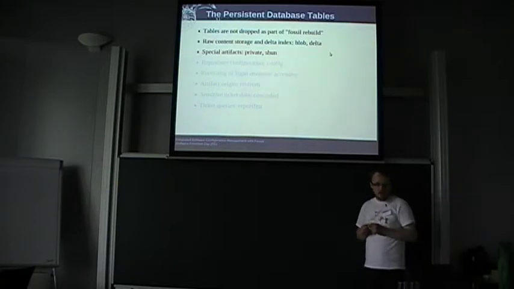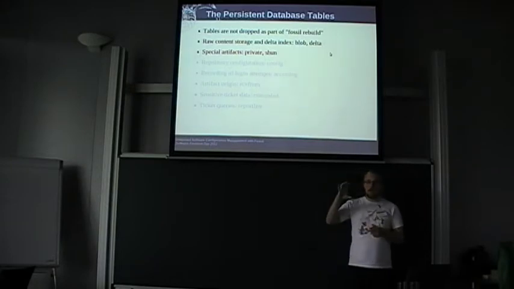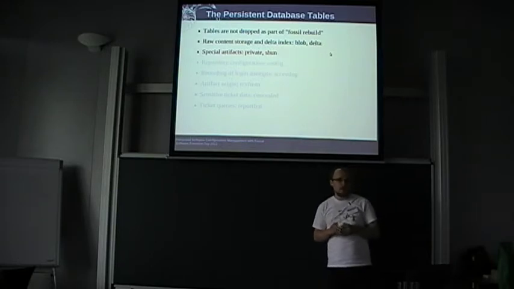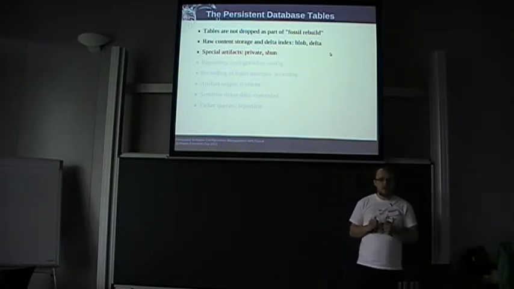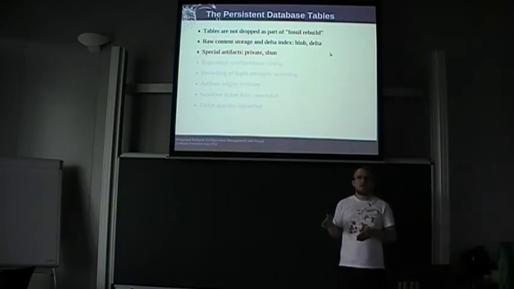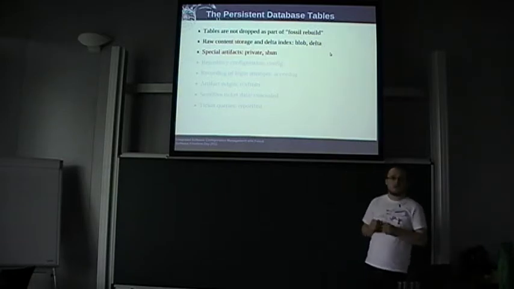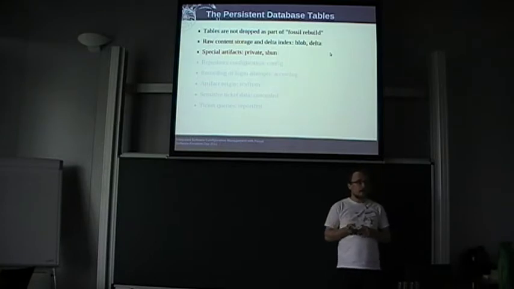There are two tables for special artifacts. Private is basically just saying, okay, the following artifacts should not be pushed to another site when synchronizing with it. So if you want to do local changes or have some private sensitive data, you would mark it as such, and it wouldn't be transferred automatically. The second table is for so-called shunt artifacts.